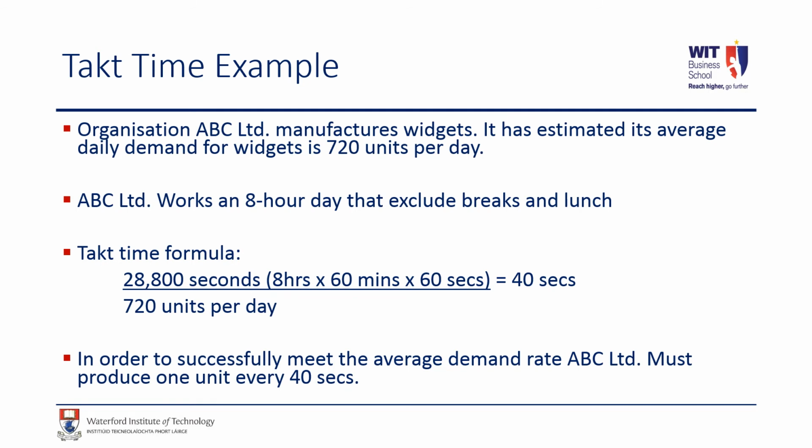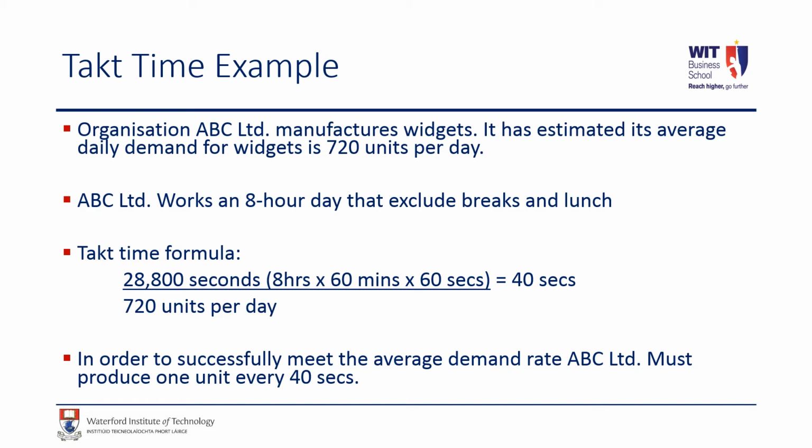So if we take an example of a company, ABC Limited, it manufactures widgets. It has an estimate of its average daily demand based on its forecast and activities. And they've worked out that this average daily demand is going to be, roughly speaking, 720 units per day.